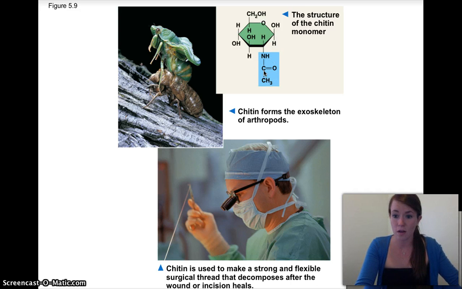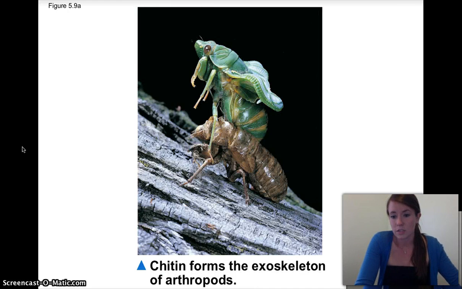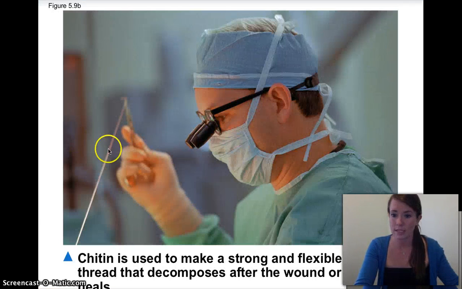But it's very, very strong. If you think about it, arthropods, like a lobster or any sort of shellfish, are all made of chitin, so it's really tough. Think about their exoskeletons. We can also use it to make a strong and flexible surgical thread that decomposes after a wound or incision heals. So it's super tough, but it'll break down after a wound has healed. That way you don't have to get your stitches removed. And that's the end of carbohydrates.